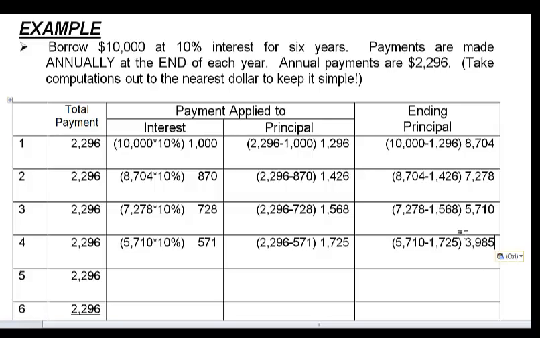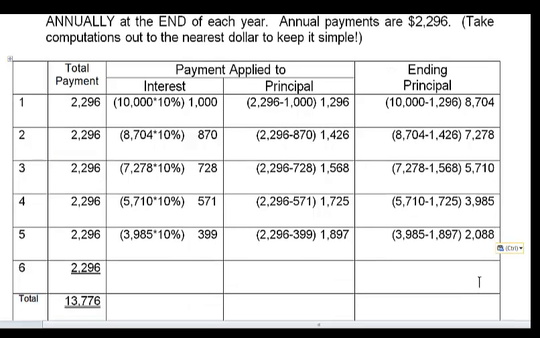For year 5, I'm going to take my ending principal from year 4, which became my beginning principal for year 5, multiply it by 10%. Says I'm going to apply $399 toward interest. How much goes to principal? Well, it's going to be my total payment of $22.96 less the portion that went toward interest of $399. Says I'm going to apply $18.97 to principal. My ending principal at the end of the 5th year is going to be the $39.85 ending principal at the end of year 4 minus the amount of my payment that I just applied toward principal.